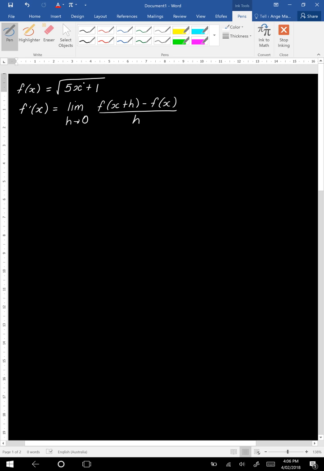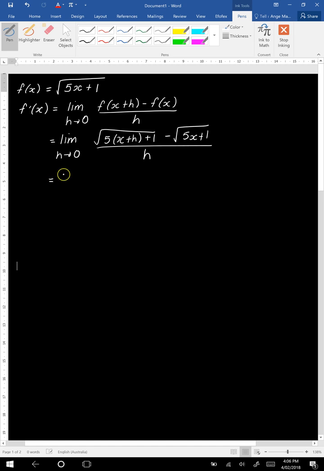Anyway, let's get stuck into the calculus part of it. So we put our formula down and now we do our substitution as we have been able to do with ease. Remember, f of x plus h means wherever x is here, replace it with x plus h. So I copy the square root, but this time instead of 5 times x, we're replacing with x plus h. Then we put the plus 1 minus our function, which is the square root of 5x plus 1, all over h.